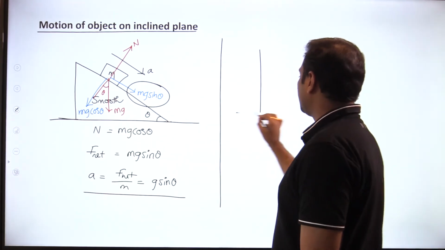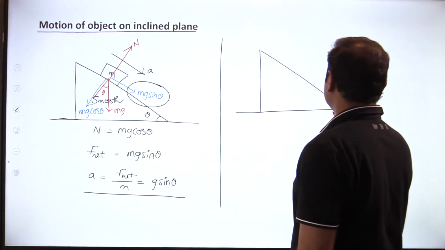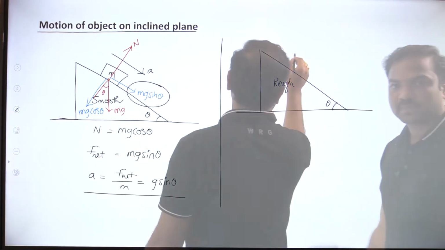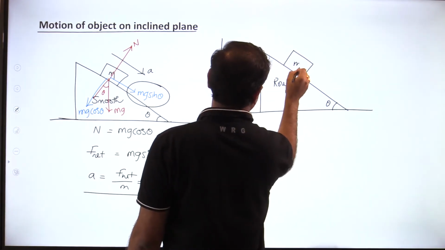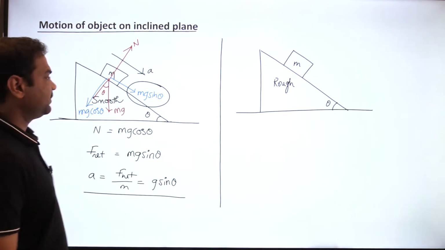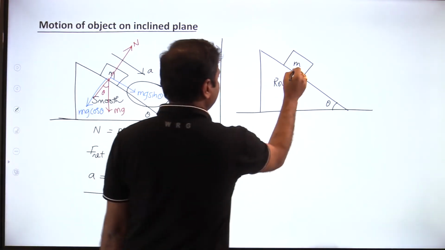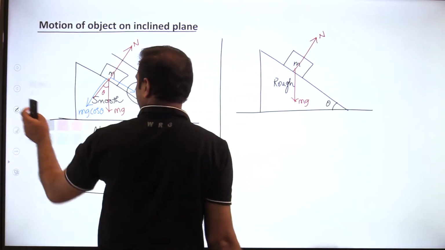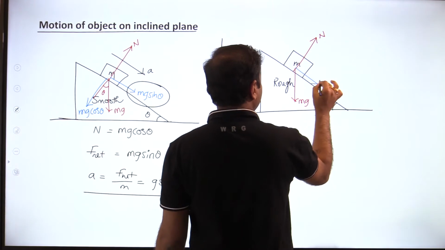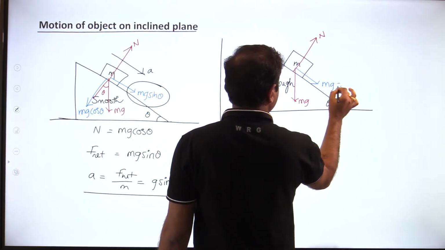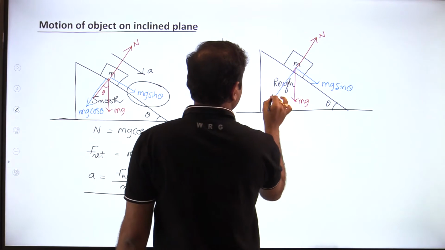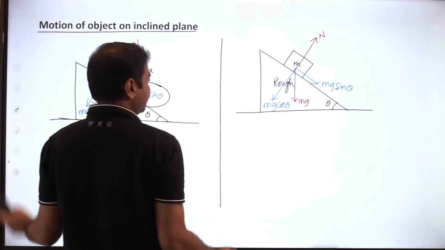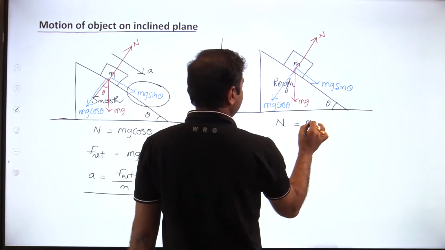Okay? Now the same thing, if I am keeping it on a rough inclined plane. This is a rough inclined plane. I am keeping one object of mass m. Then same story. mg will act vertically downward, and the normal reaction will act in this way. Then what are the components of weight? mg sin theta will act down the incline. mg cos theta is balanced with the normal reaction. All of you okay? Then the normal reaction is equal to mg cos theta.